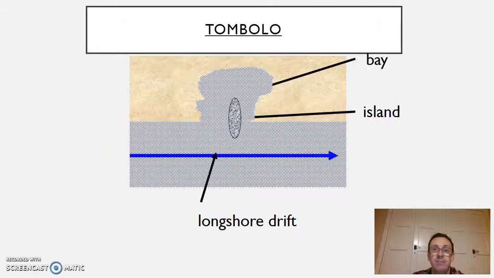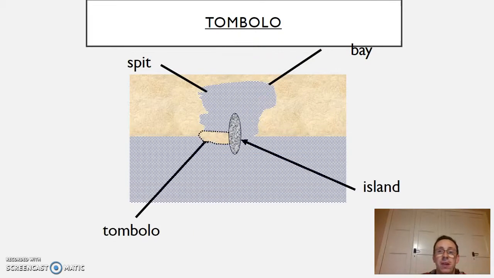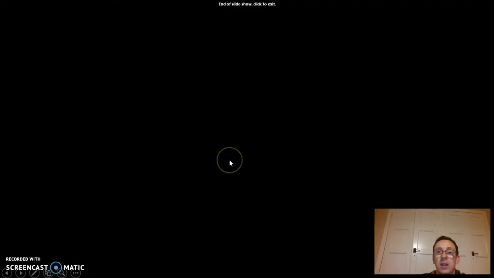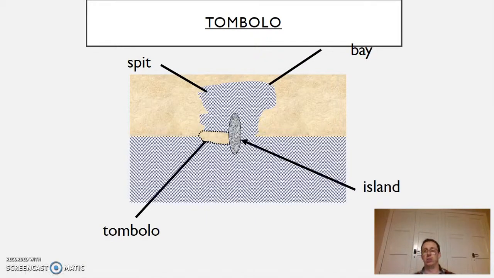Now our last one, if I've got a tombolo, or how do I get a tombolo rather? So I've got my bay again, I've got longshore drift cutting across the bay. What if there's an island in the middle of the bay? If there's an island in the middle of the bay, longshore drift is still working across, depositing material, kind of the same way as it would have done if it was a sandbar, except it makes its way all the way over to the island, and this is now a tombolo. So I'll leave this visual up for a moment.